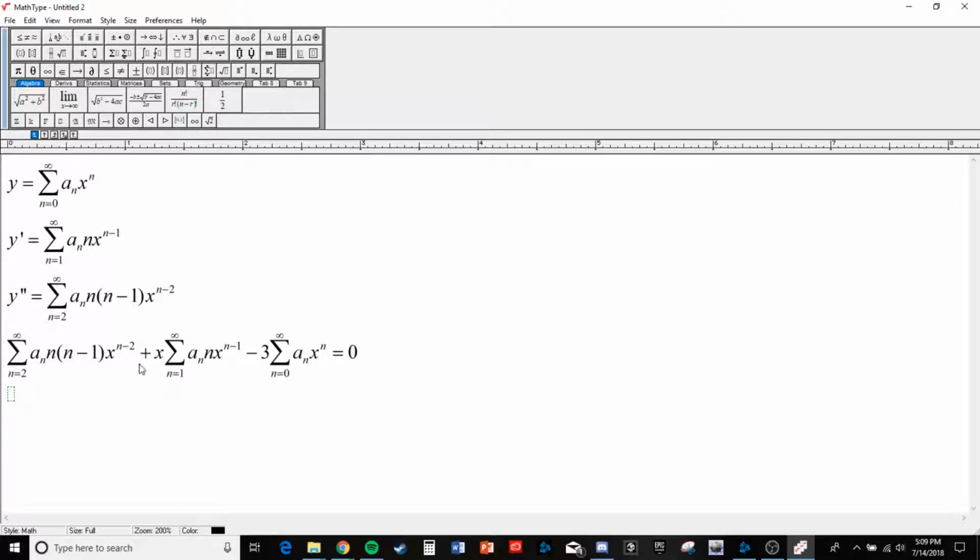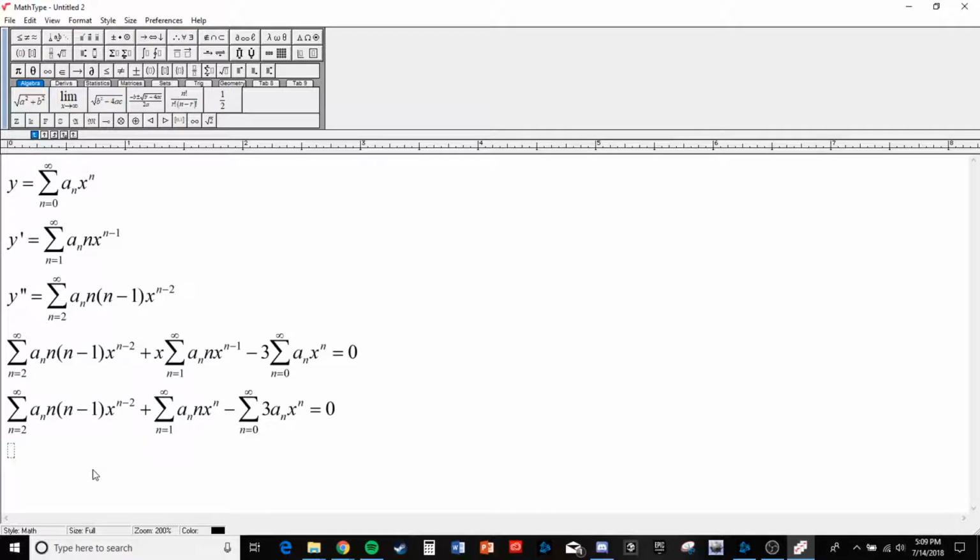Alright, so let's go ahead and bring this down. And we can put this x on the inside. So now when you multiply x to the power of 1 times x to the power of n minus 1, we're just going to be left with x to the power of n, and why not? Let's put that 3 on the inside as well. Okay, that equals 0.